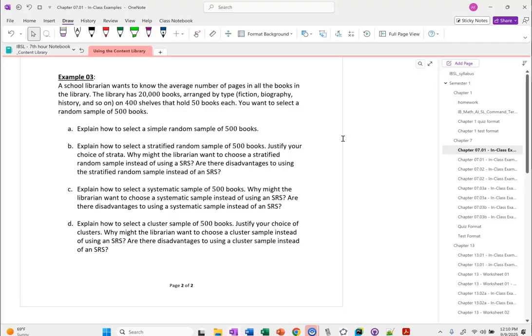Okay, part D says explain how to select a cluster sample of 500 books. Justify your choice of clusters. Why might the librarian want to choose a cluster sample instead of using a simple random sample? Are there disadvantages to using a cluster sample instead of a simple random sample? Ellie, you want to give us a go on this one? For part D.